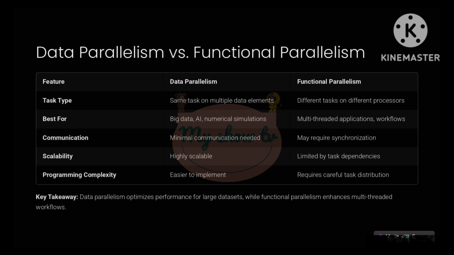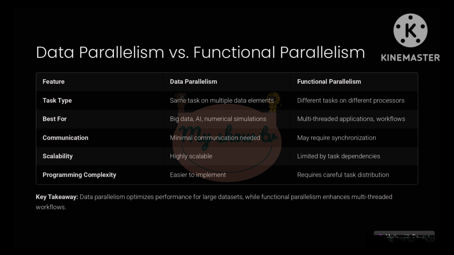8. Data parallelism scales well. As data size increases, you can simply add more processors to handle more data. 9. Functional parallelism may not scale as easily because you might run out of distinct tasks to assign to processors.